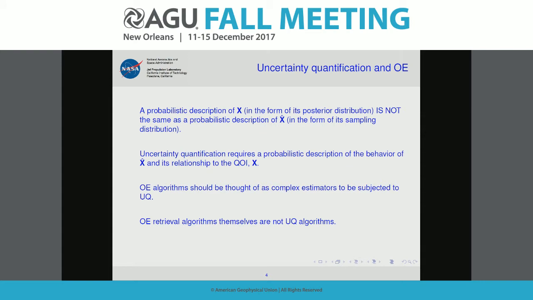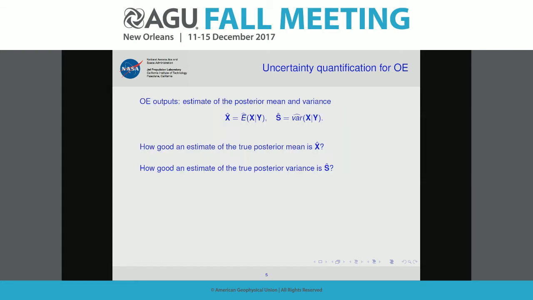So the optimal estimation retrieval algorithm produces a probabilistic description of the true state in the form of an estimated posterior distribution, but that's not the same as the probabilistic characteristics of the estimates on which you're basing that. That's a crucial distinction to be made. The way I think about it anyway is that these optimal estimation retrieval algorithms, no matter what they're trying to produce, are complex estimators of something. In this case, the true posterior mean and true posterior variance of the true state given the observed radiances. Optimal estimation retrieval algorithms are not themselves UQ algorithms. They're like any other retrieval algorithm whose uncertainty properties you would like to quantify.